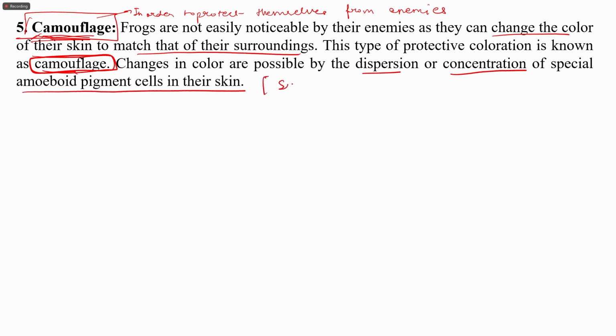So in the skin of frog, there are special pigment cells that help in color change by either concentrating on a particular position, leading to the darkening of that area, or dispersing into different positions, leading to the discoloration or the faded appearance.